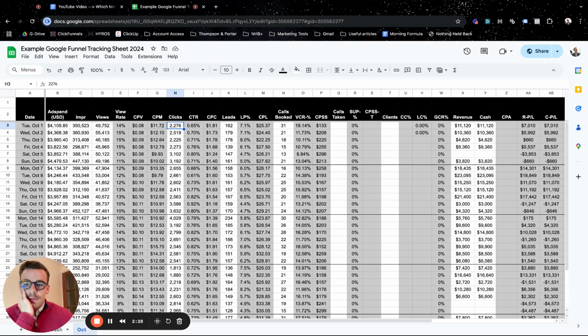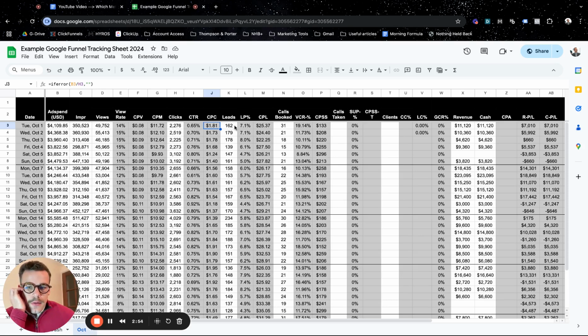Cool, clicks, pretty self-explanatory. There's only one format of clicks. It's not like Facebook, where there's outbound clicks, CTR, all clicks, all that crap. On Google, there's only one, so pretty easy to track. CTR, again, how many impressions did you get? How many people clicked the ad? CPC, again, most of the time that's just going to fluctuate based on what your CTR is and how much you're paying to advertise, so CPM.